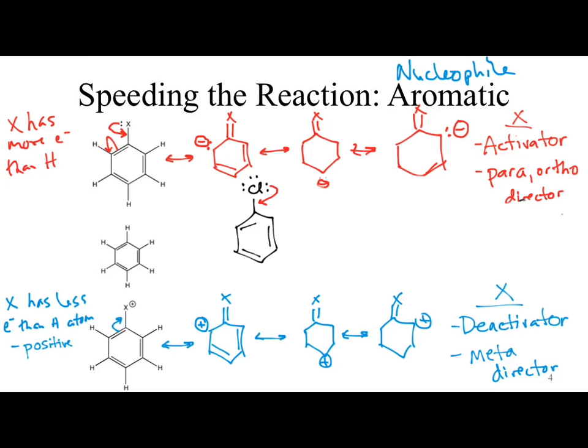Why does it not want to donate? Chlorine is electronegative. Chlorine would rather take electrons. So our halogens hit this really weird gray area. They have the extra electrons to mean they could activate, but they're electron withdrawing groups because of their electronegativity. So what does that end up meaning? What we get for our halogens, so this could be bromine, chlorine, iodine, fluorine.